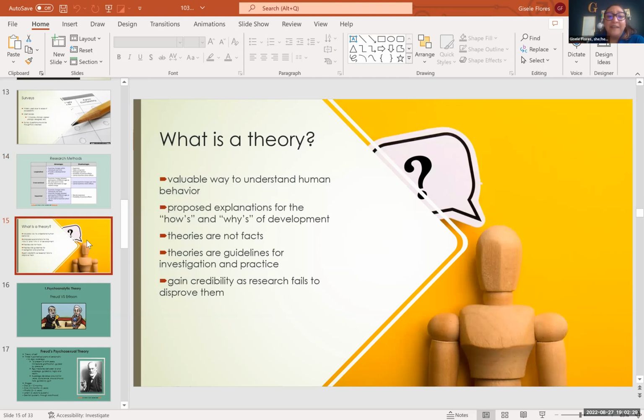And now let's look at theory. So you cannot have practice without theory. And because child development is a scientific field, we have to understand what a theory is. So a theory is a very valuable way to understand human behavior. What's wonderful about a theory is that it gives an idea or a thought about, well, I think this happens because of this. And so when you make a statement like that, you're theorizing about why something happens in development.